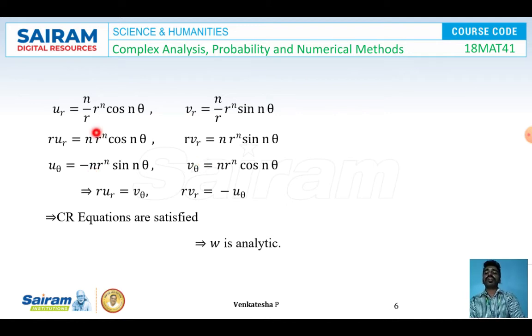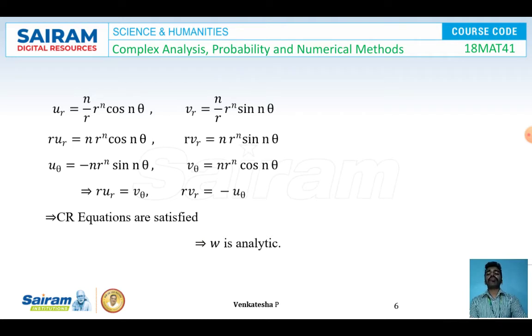So from these two equations I can take r u_r is equal to v_θ, and from these two I can say r v_r is equal to minus u_θ. This is the required condition to satisfy CR equations in polar form. I can say CR equations are satisfied. It implies the function f(z) is analytic.